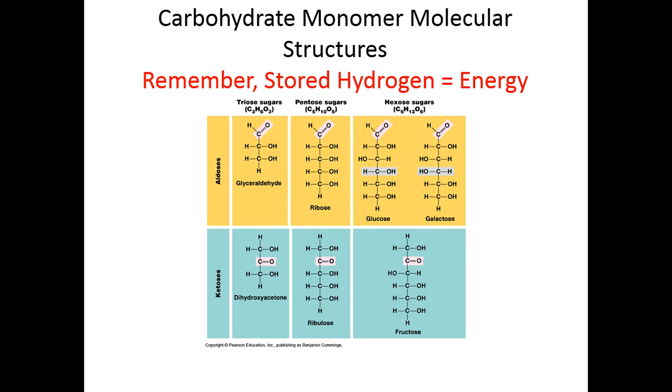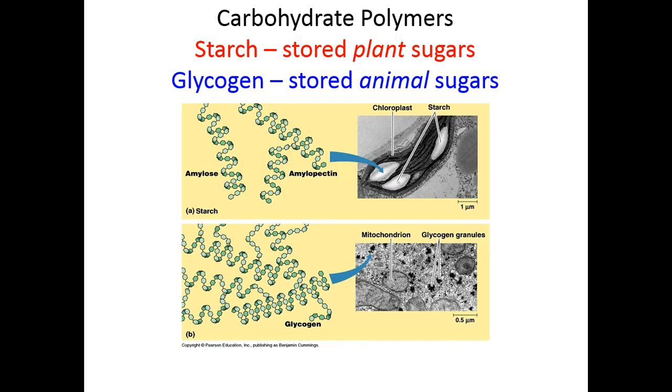So carbohydrates can also be an energy source of stored energy too. So it's not just usable energy, it's stored. So for starches, that's the stored plant sugars. And then glycogen is the stored animal sugars. And so in animals, it's stored through glycogen. And then in plants, it is with starches.